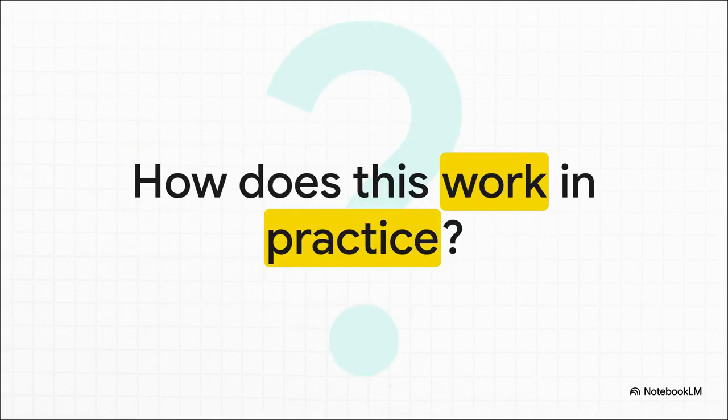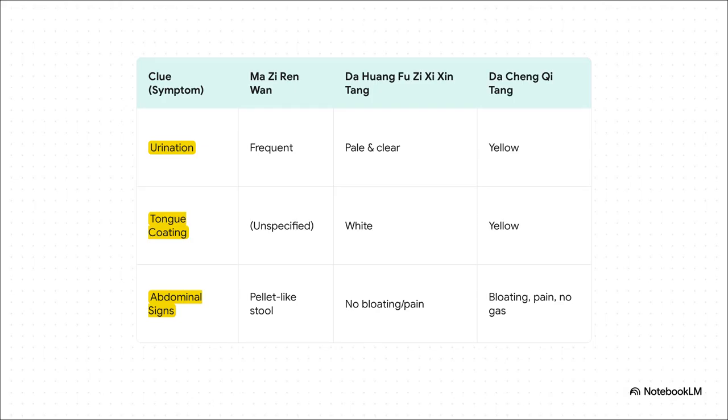Now, I know this can all sound a little abstract, so how does it actually work in the real world? Let's get practical. We'll take one common complaint and see how this detective work can lead to totally different solutions. Okay, check out this case file for constipation. You've got 3 different patients, all with the same modern label, but look at the clues. Patient 1 comes in with frequent urination and pellet-like stool. Those clues point directly to the formula Ma Zi Ren Wan.